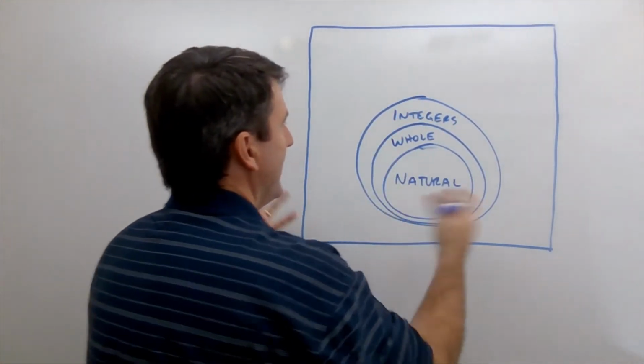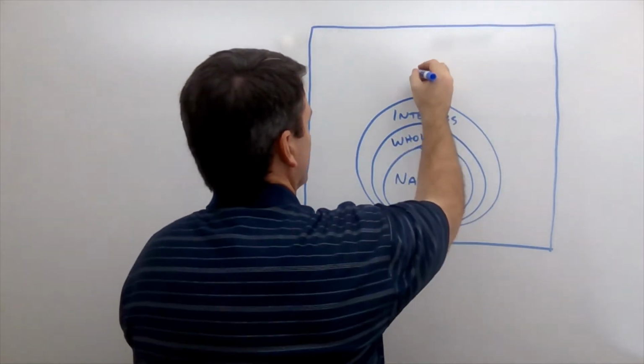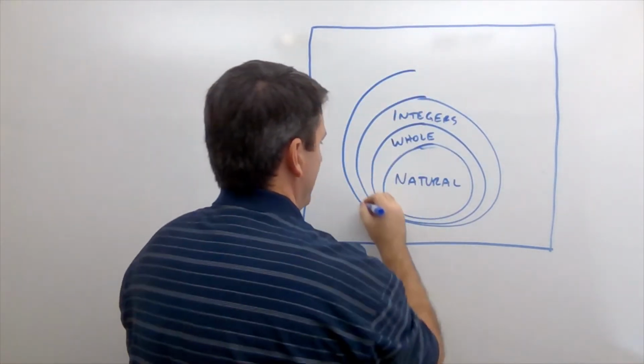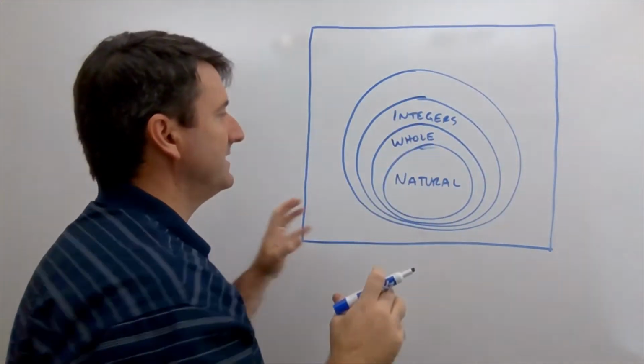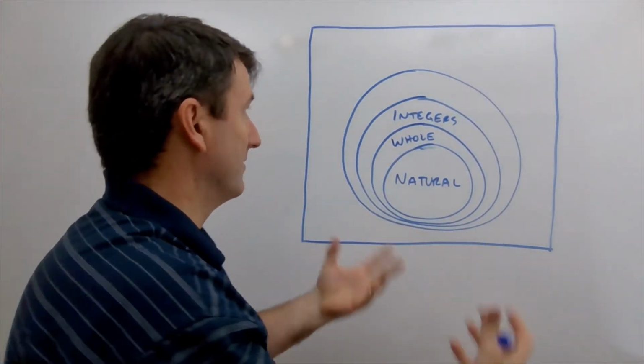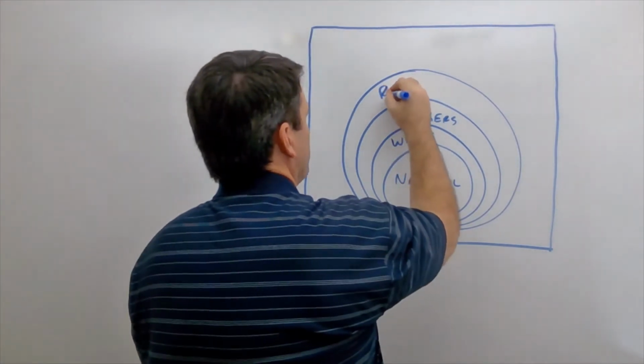And next we have the rational numbers. And again, the natural numbers, the whole numbers, and the integers are all subsets of the rational numbers.